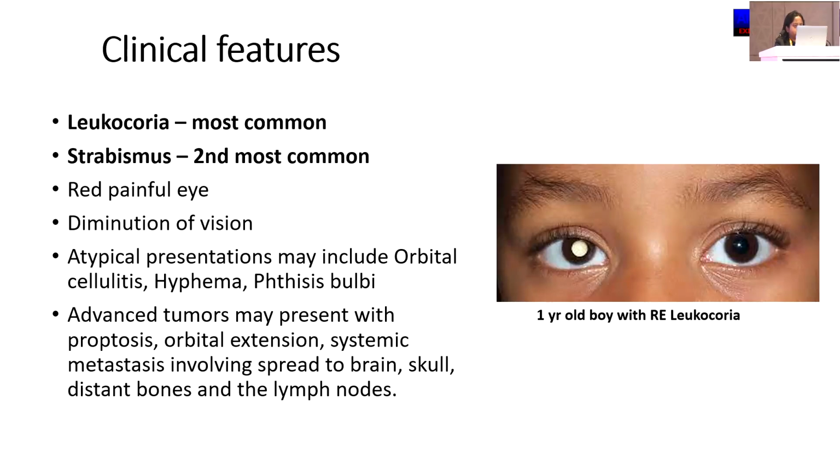So retinoblastoma most commonly presents with leukocoria, strabismus being the second most common clinical feature. It can also present with a red, painful eye and diminution of vision, and atypical presentations include orbital cellulitis, hyphema, and phthisis bulbi.